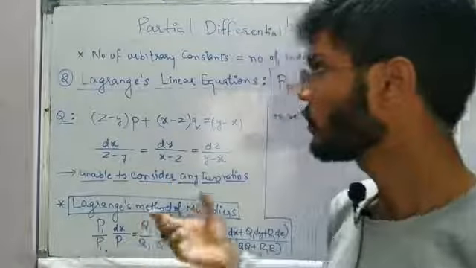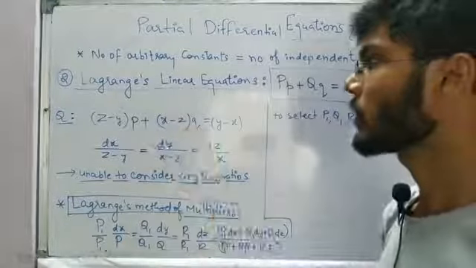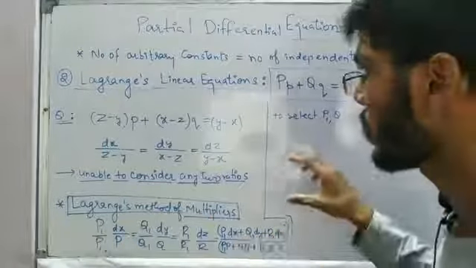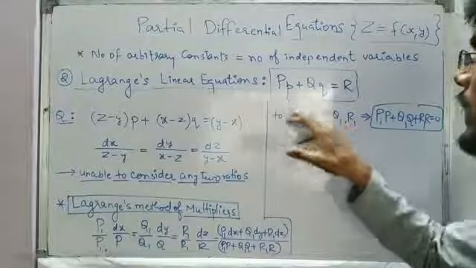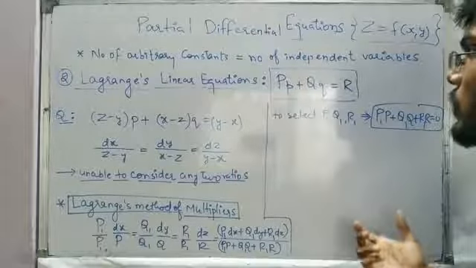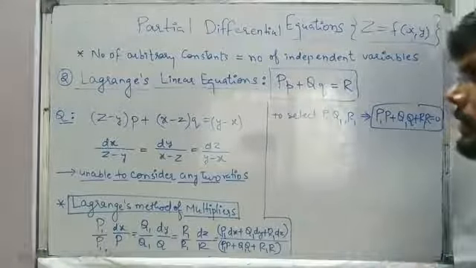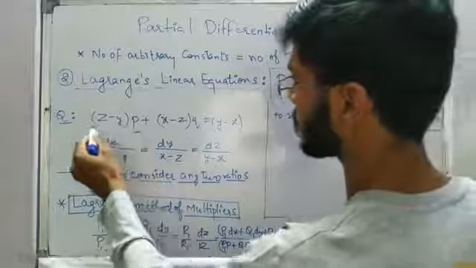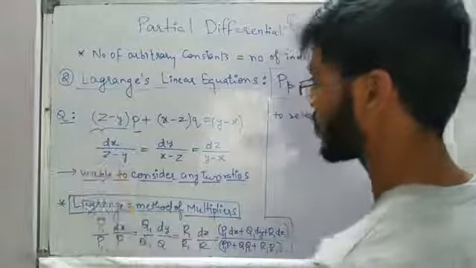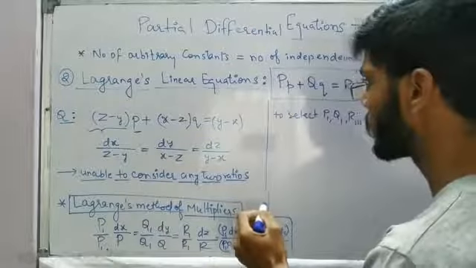Now, if we wish to make use of our concept of Lagrange's linear equation, we have to compare this given problem with our standard form, capital P into small p plus capital Q into small q is equal to capital R. On comparing, the multiplier of small p is nothing but z minus y, so we have dx upon p as dx upon z minus y.